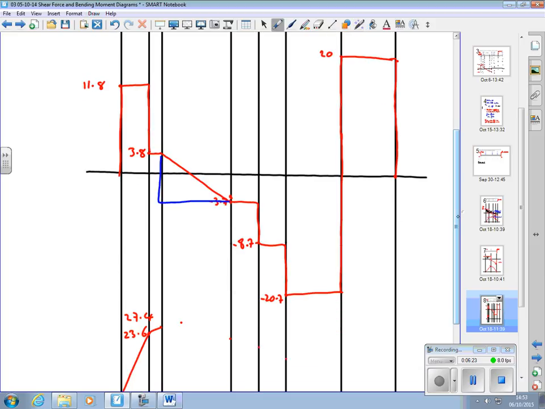I can write down that 7.5 over 5 must equal 3.8 over x, where x is the distance I'm interested in, the similar triangles. The ratio of this side to this side, 3.8 to x, is the same as the ratio of this side, 7.5 over 5.